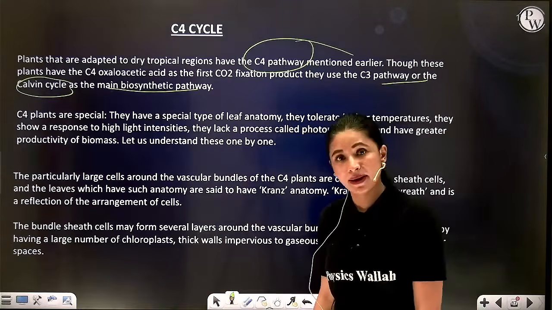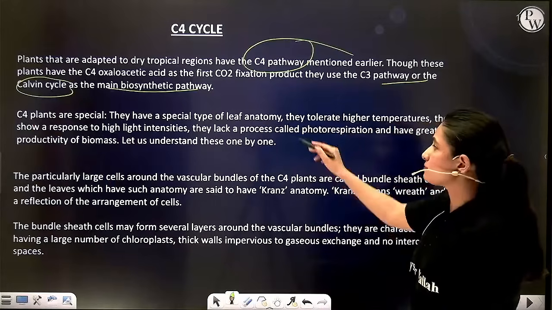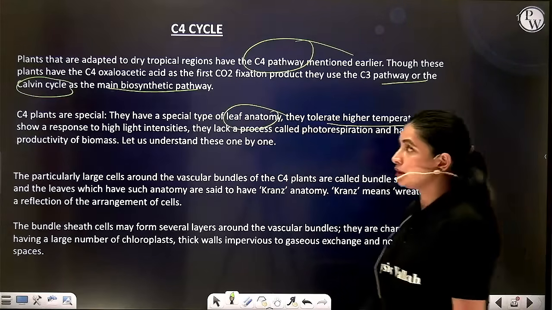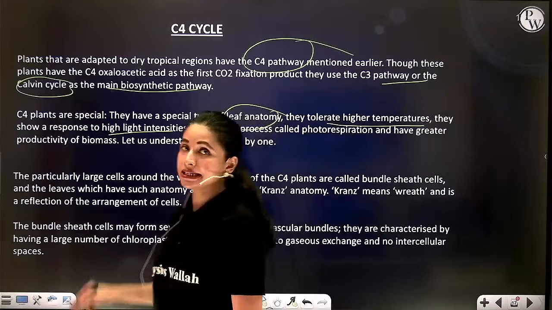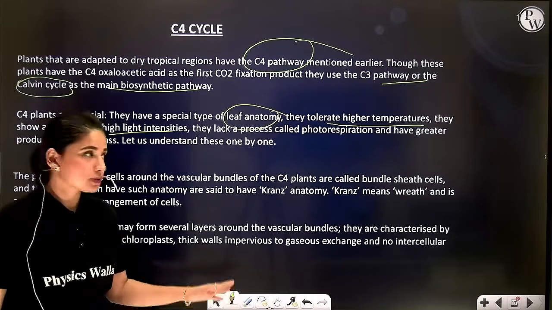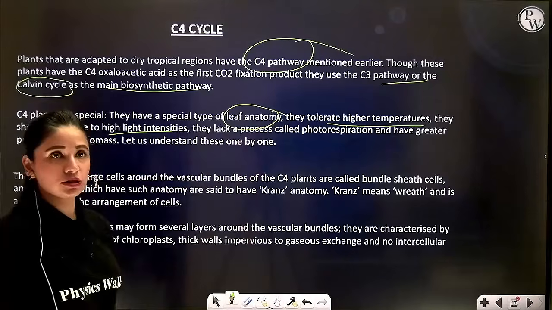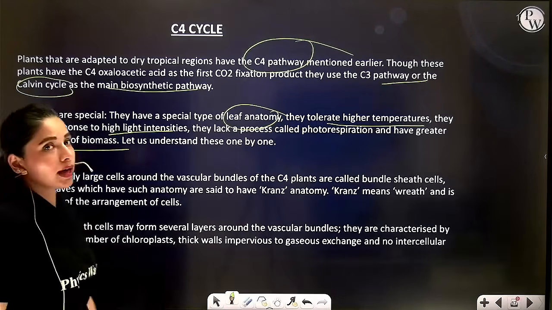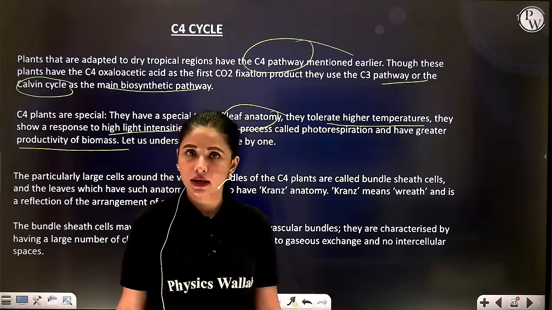C4 plants are special. Why? Because they have a special type of leaf anatomy. They can tolerate higher temperature. They respond to high light intensity. Even during high light intensity, they do not show photorespiration. They lack a process called photorespiration, because of which they have a greater productivity of biomass.